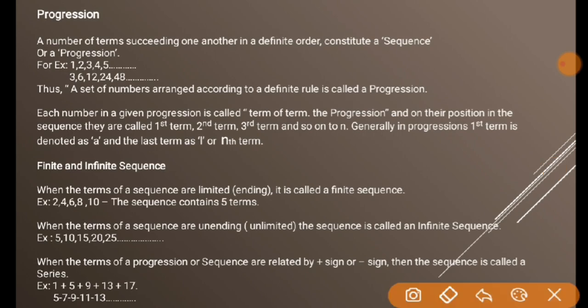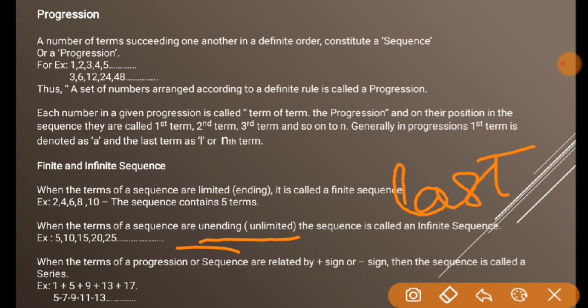Next one is infinite. When the terms of a sequence are unending or unlimited, that sequence is called an infinite sequence. Look at the example 5 10 15 20 25 and so on. There is no end and no last term mentioned in this sequence. So this is termed an infinite sequence.